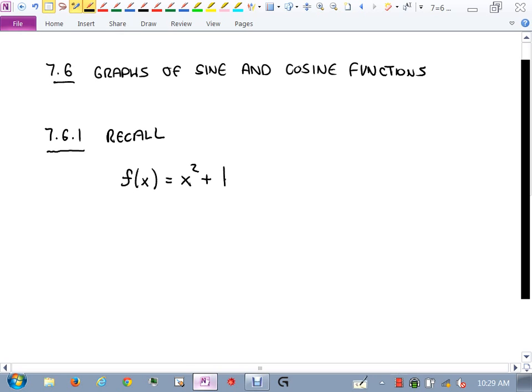Okay, we are going to start taking a look at graphs of functions. Specifically, we're going to start with the 2 common trig functions, sine and cosine. But I want us to remember just some basic ideas with functions. Something like f of x equals x squared plus 1. When we had something like this, hopefully everyone here recognizes what that would look like, right?